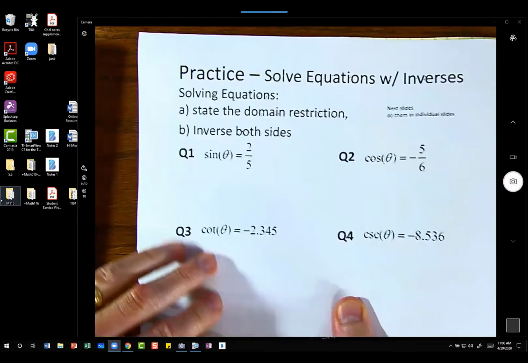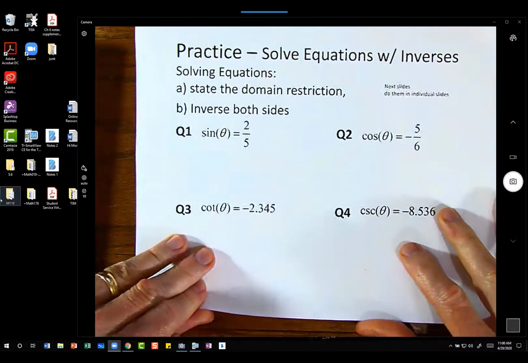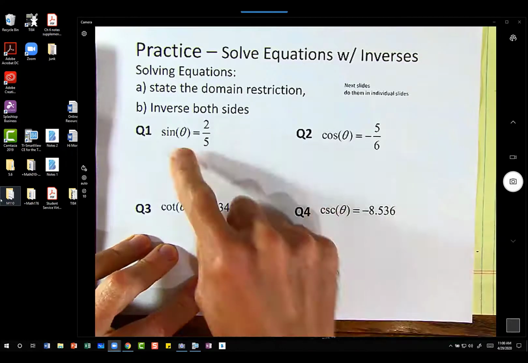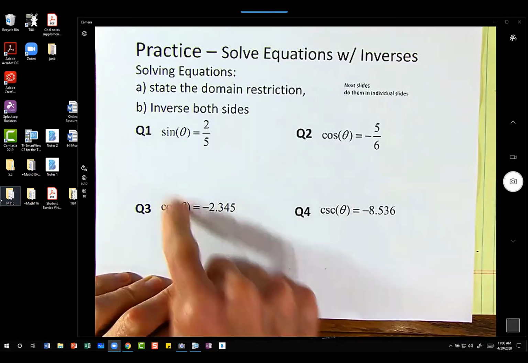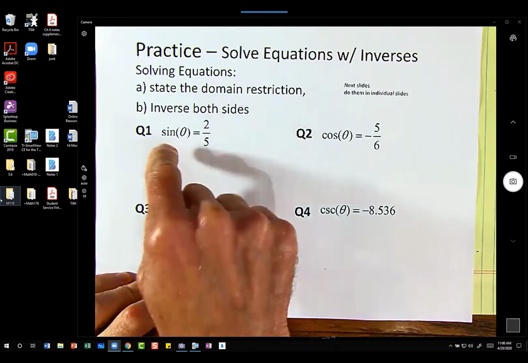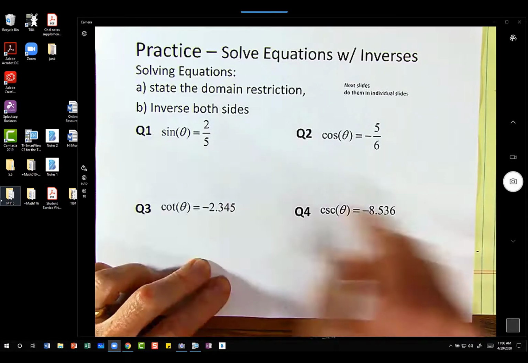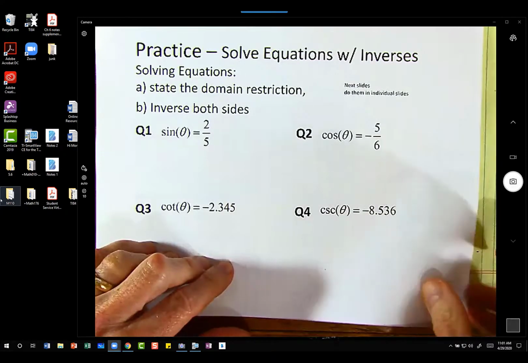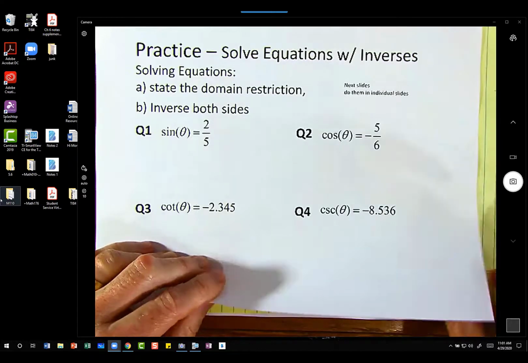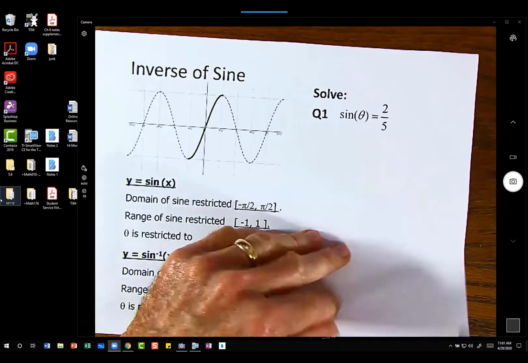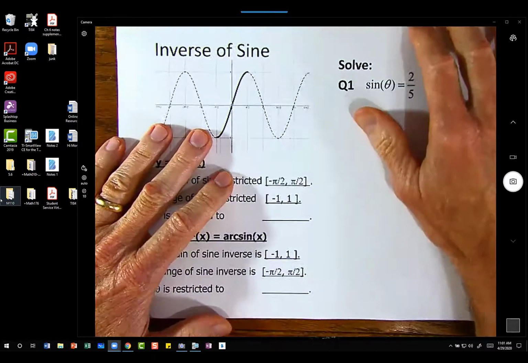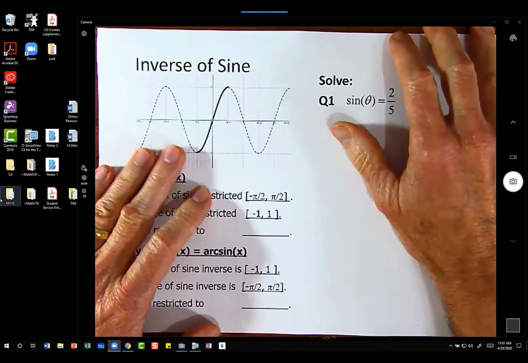Now, in your notes, you have 4 equations on one page. 1, 2, 3, 4. I'm going to still do these 4 problems, but I'm going to do this problem by itself on its own page with a little bit of extra graphics to help me visualize what's happening. So here's question 1. Now, we need context here.